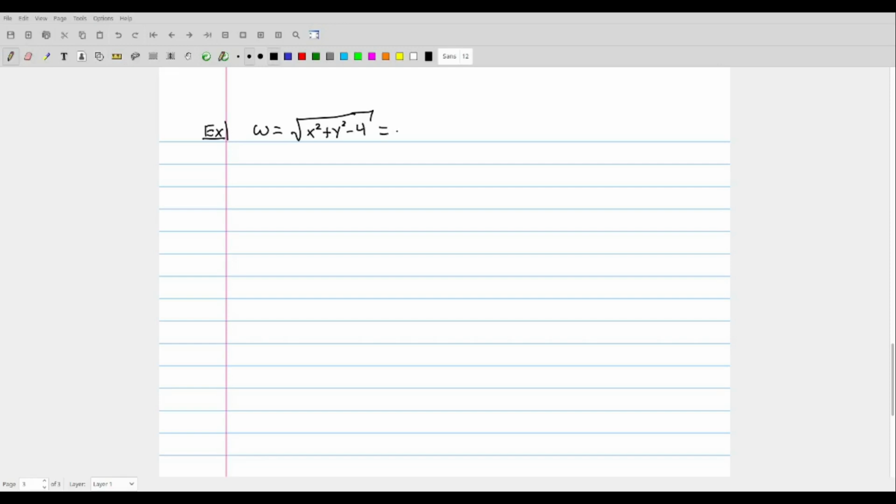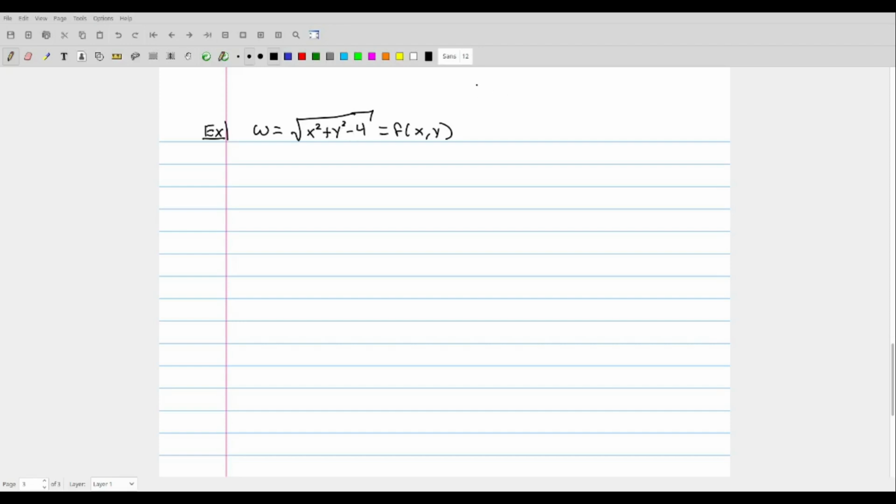Here our multivariable function is f of x, y, which is the square root of x squared plus y squared minus 4, and this is saying that w is our output. It's a value we get when we plug in any values of x and y. For instance, we'll just do a little example.